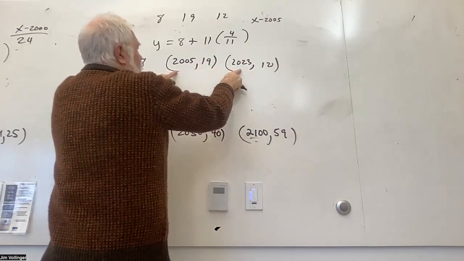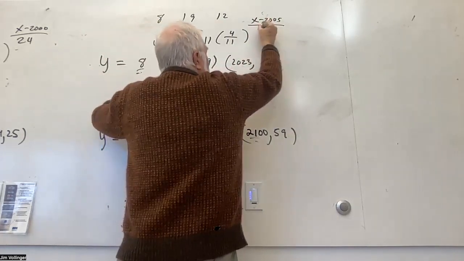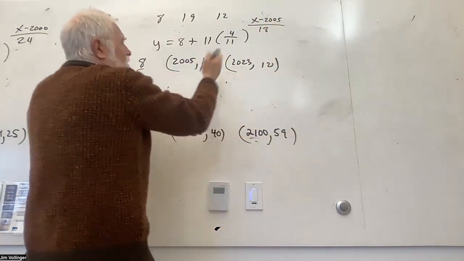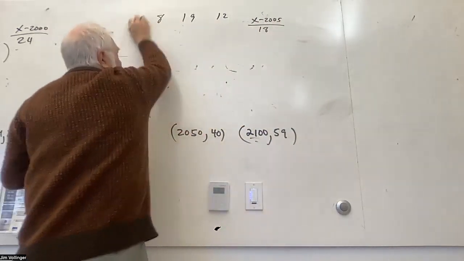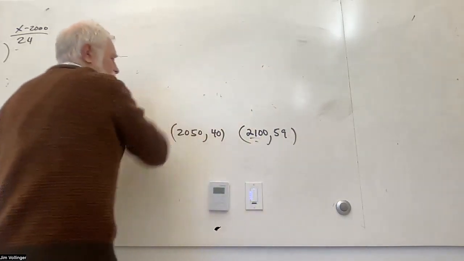And how much did I change from 5 to 2023? 18 years. So every 18 years that process was happening. All right, let's do another one. Just like the other one.